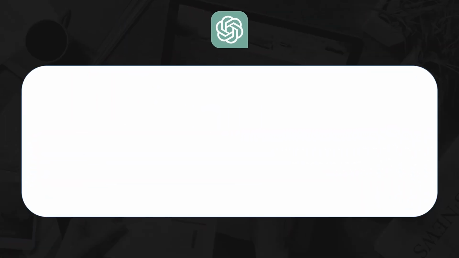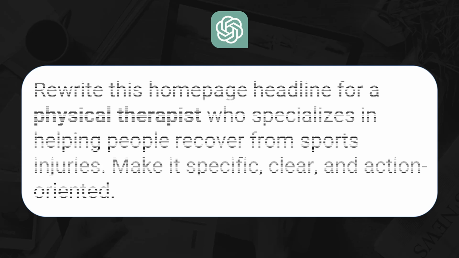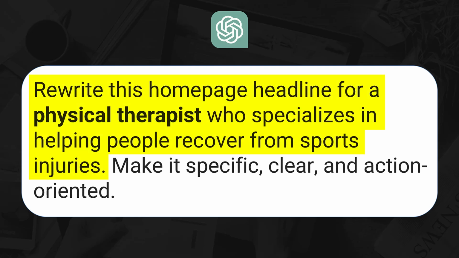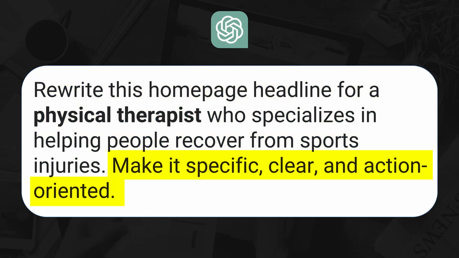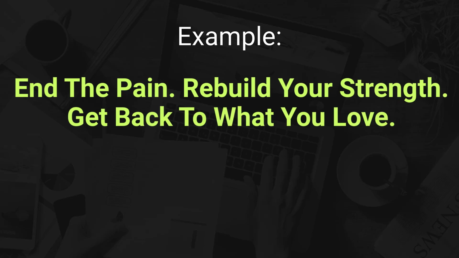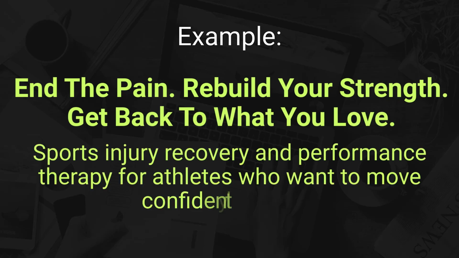Now, watch what happens when you feed that into ChatGPT and give it a little context. You say, "Rewrite this homepage headline for a physical therapist who specializes in helping people recover from sports injuries. Make it specific, clear, and action-oriented." Then within seconds, AI might come back with something like, "End the pain, rebuild your strength, get back to what you love. Sports injury recovery and performance therapy for athletes who want to move confidently again." Now that is a message that lands, instantly better than the original.